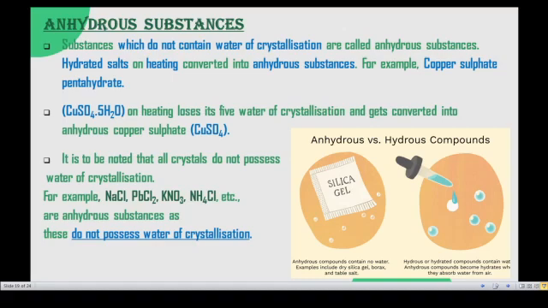For example, if you buy any new material, you will see silica gel inside it, because it is an anhydrous compound that contains no water. It is dry silica gel, and it will absorb the moisture. This is an example of anhydrous substances.